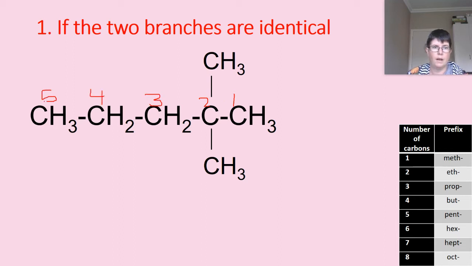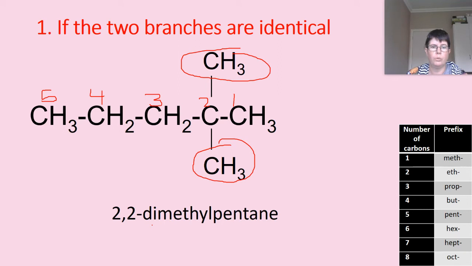If there are 2 branches and they're identical, so in this example, we've got 1, 2, 3, 4, 5. So it's pentane, and there's 2 methyl groups attached. So it's dimethyl, and they're both attached to carbon 2. So we do 2,2-dimethylpentane. That's how we named that molecule according to IUPAC rules.